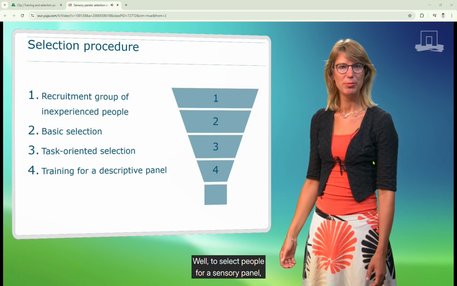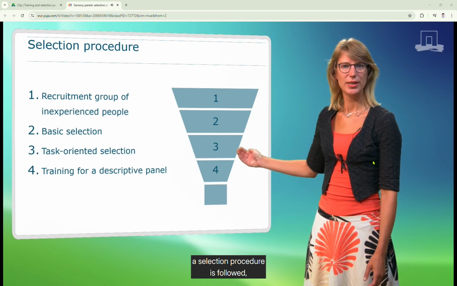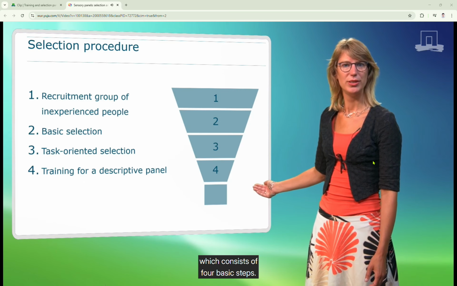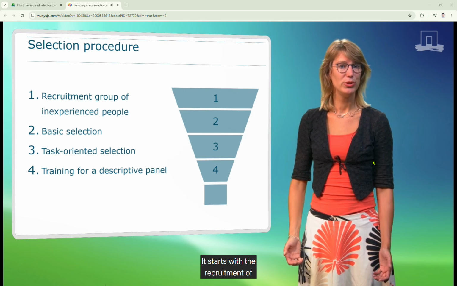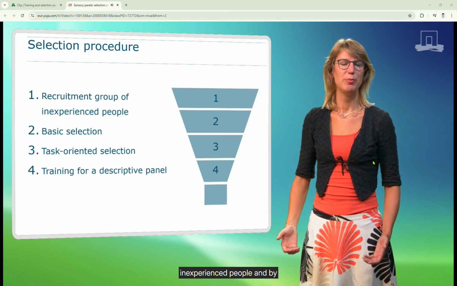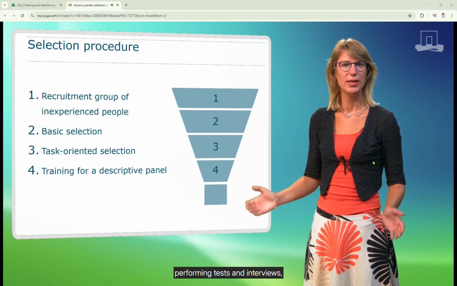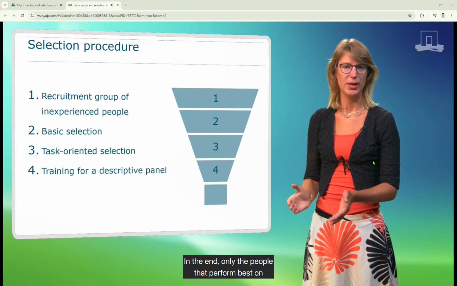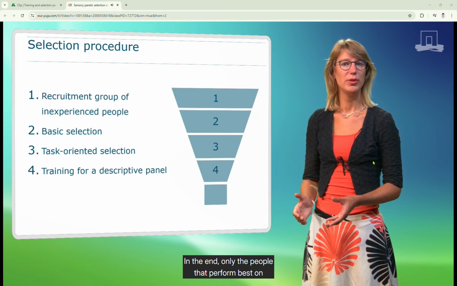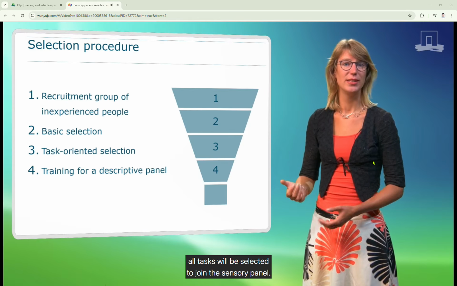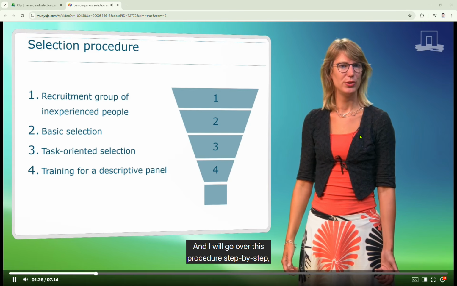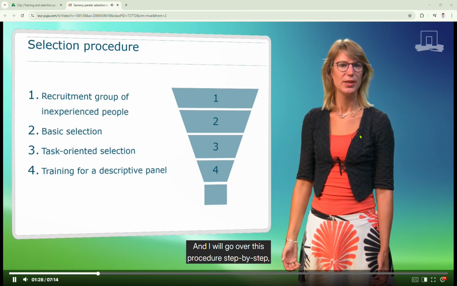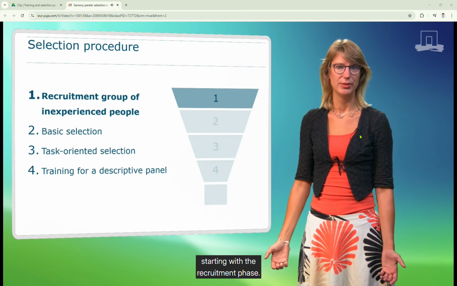Well, to select people for a sensory panel, a selection procedure is followed, which consists of 4 basic steps. It starts with the recruitment of inexperienced people, and by performing tests and interviews, the selection pool gets smaller. In the end, only the people that perform best on all tasks will be selected to join the sensory panel. And I will go over this procedure step by step, starting with the recruitment phase.